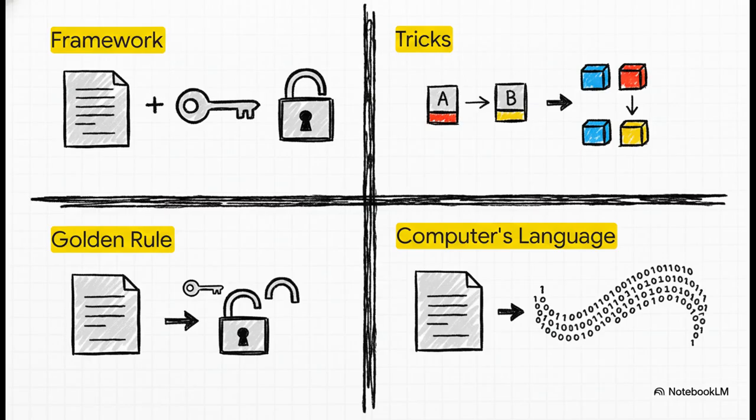Third, that golden rule, it's useless if you can't reverse it with the key. And finally, always remember, computers do all this amazing work on binary code, not on the letters themselves.